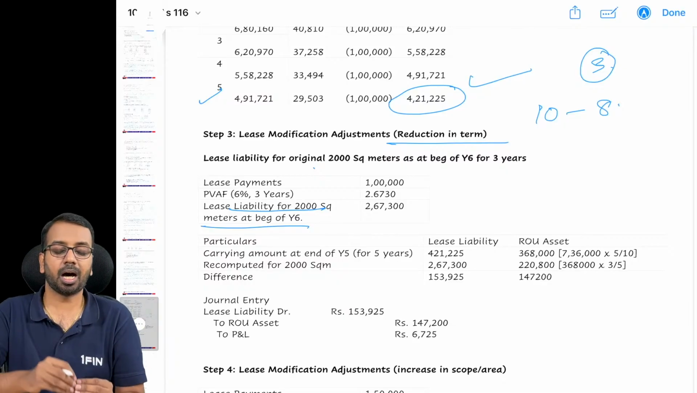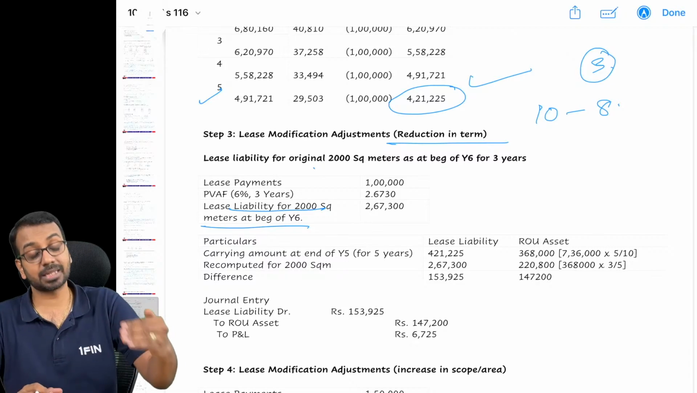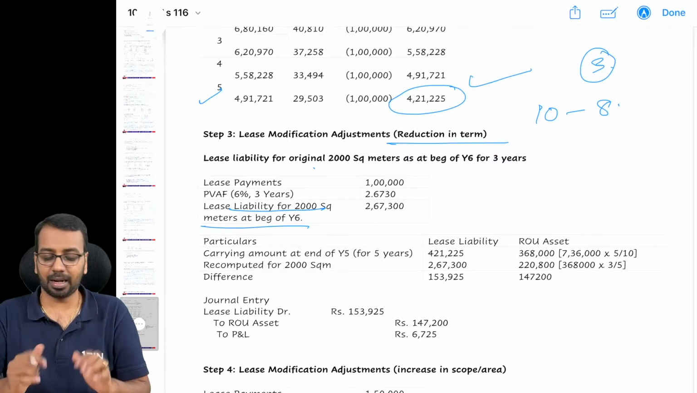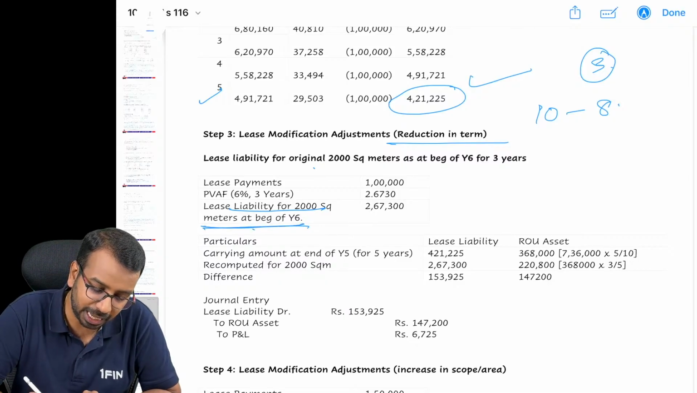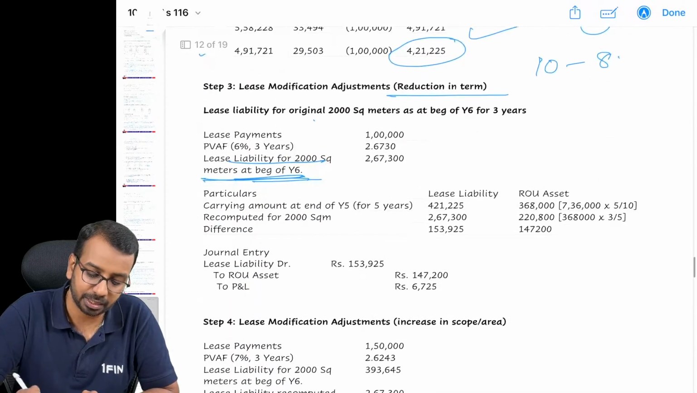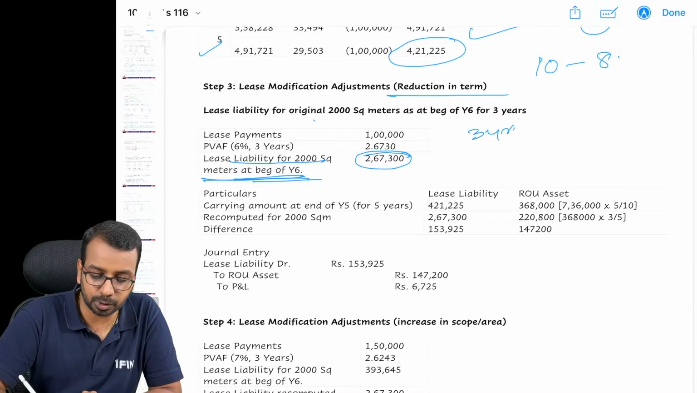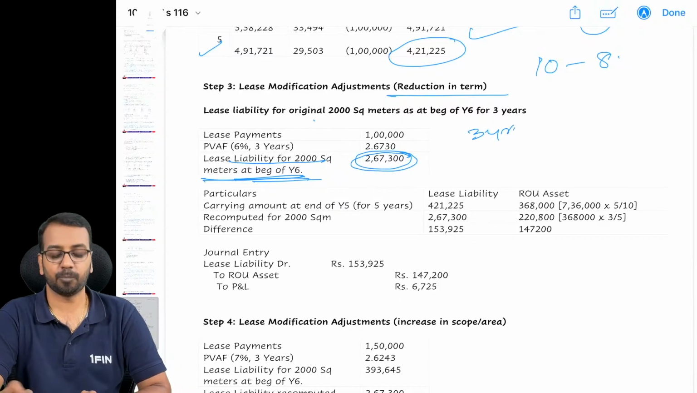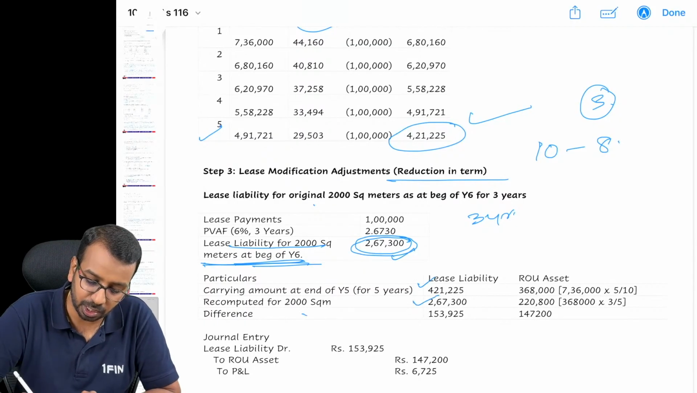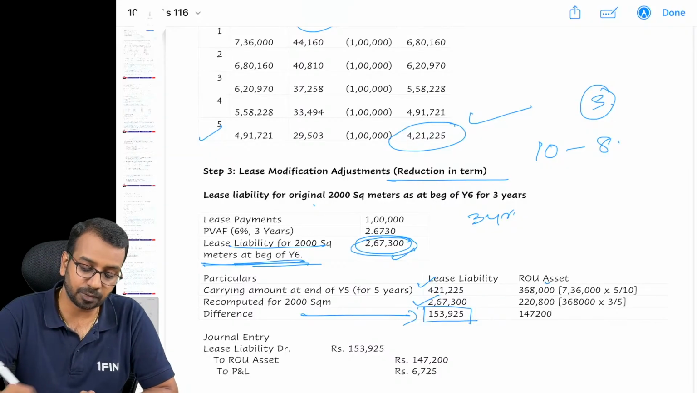Basically, what we are saying, earlier we had 10 years lease term. Now that lease term has come down to 8 years. 5 years are already done. 3 years are left. For the 3 years, what is the liability at the beginning of year 6? At what rate? At original rate. That is 267 for 3 years. So we are saying 3 years liability should be 267 only. Okay. How much is the liability? 421. How much it should be? 267. What is the difference? 153.